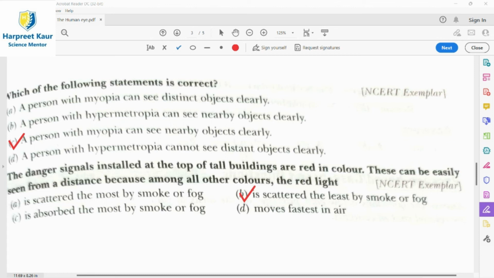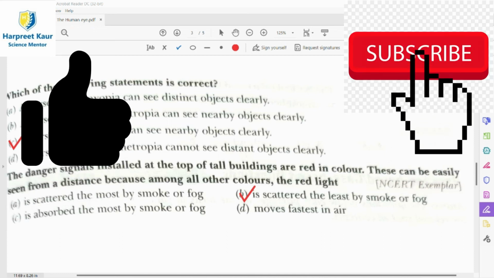Because of this, much of the light gets reflected back, and it can travel longer distances through clouds, fog, dust, etc. to effectively enter our eyes, so that we can see that there is a danger.